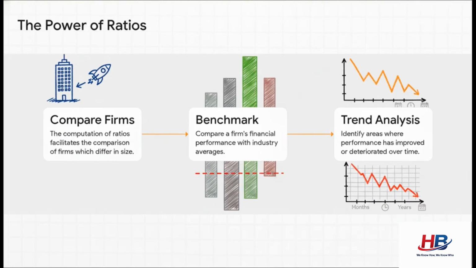And this is where it gets really powerful. Ratio analysis has like three main superpowers. First, it lets you compare a tiny little startup to a huge corporation on a level playing field. Second, you can see how a company stacks up against its competitors. And third, you can track its own performance over time to see the whole journey.